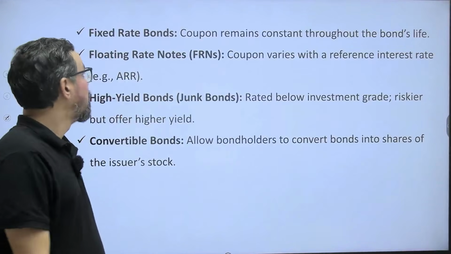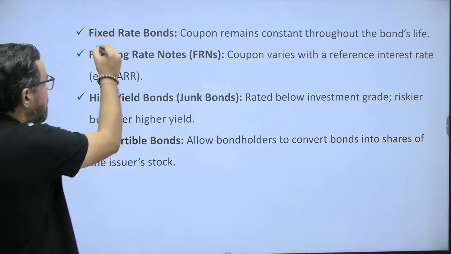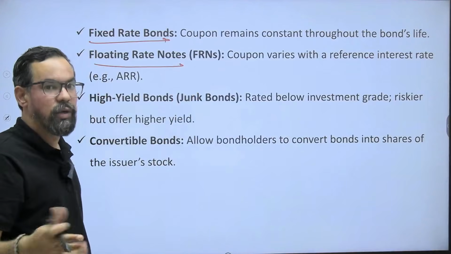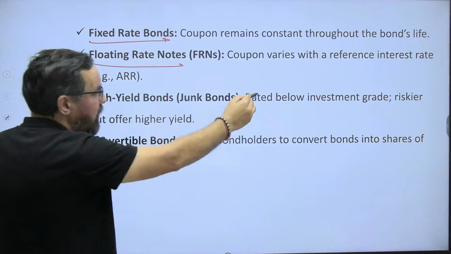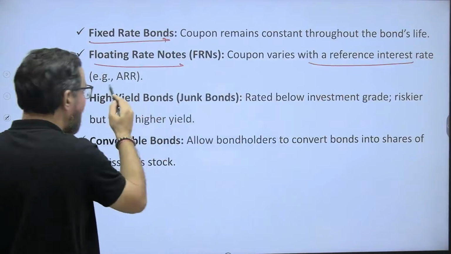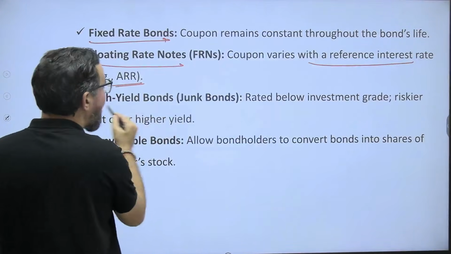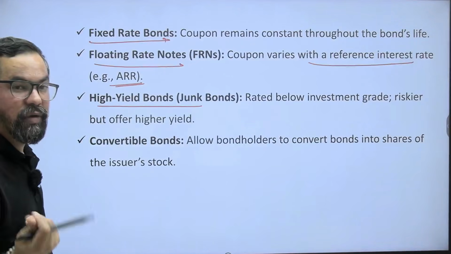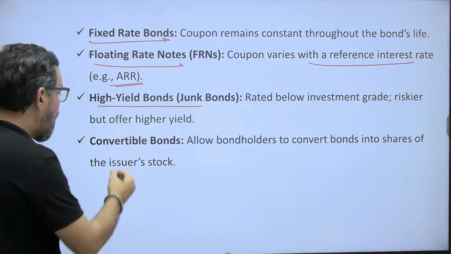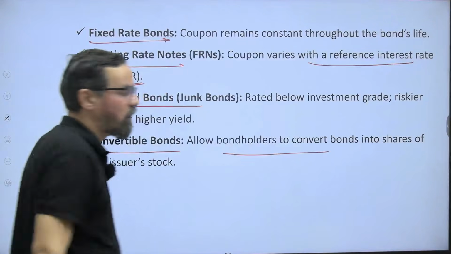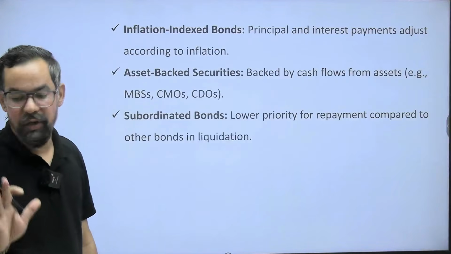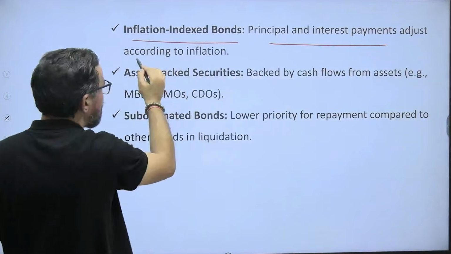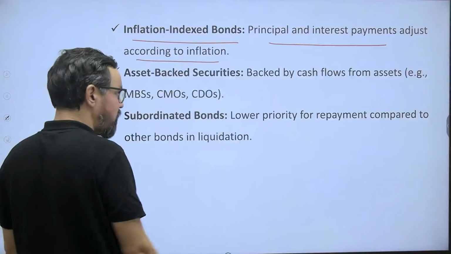Now, apart from this, like fixed rate, we have discussed that the coupon remains fixed throughout the period. Floating rate, these are the definitions which were given in your book also: the coupon varies with a reference interest rate like ARR or LIBOR and others. High yield bonds provide a high rate of interest, but are simply high risk. As I gave you an example, subordinated bonds. Convertible bonds can be converted into shares of that particular company after a specified period. Inflation linked bonds have principal and interest payments adjusted according to inflation; they are linked with some inflation indices.